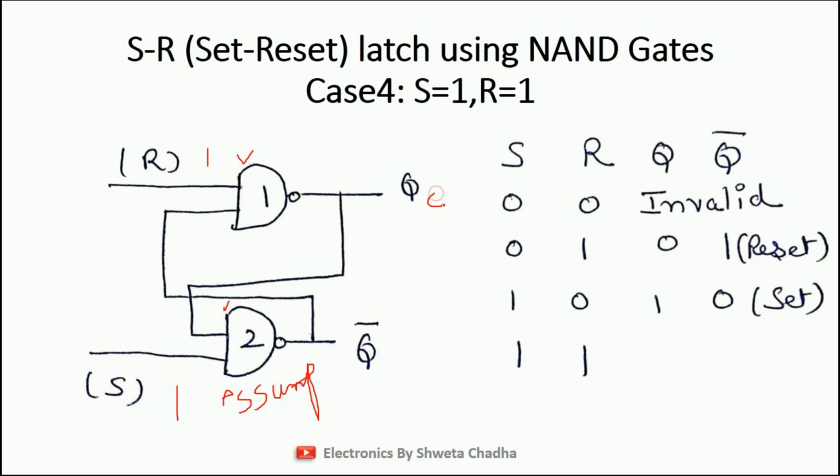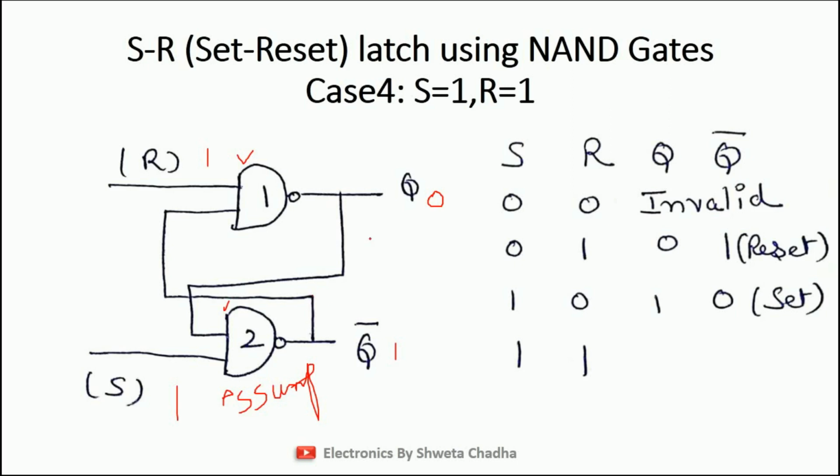The first case I can assume is Q is equal to 0 and Q bar is equal to 1. The second case I can assume is Q is equal to 1 and Q bar is equal to 0, which I will be discussing later on. We can only assume 2 cases, either 0 1 or 1 0, because Q and Q bar must be opposite to each other, and they cannot have the same value. Hence we cannot assume 0 0 and 1 1. So let us start with the first assumption.